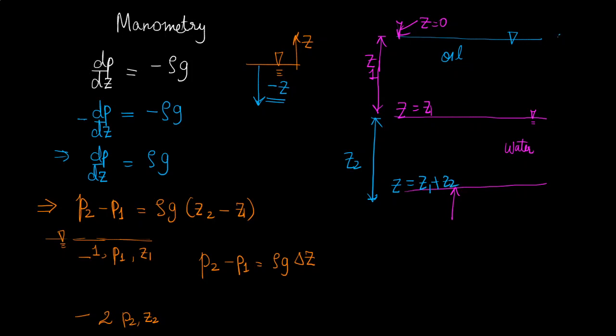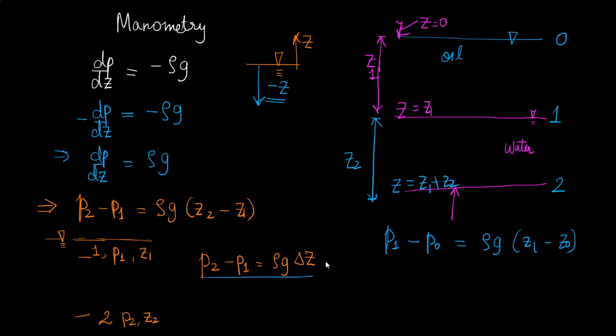So let me call this point 0, let me call this point 1, and let me call this point 2. Let me apply this particular equation between points 1 and 0. So I have P1 minus P0 equal to rho g (Z1 minus Z0). But Z0 has been already chosen to be the origin. But let us keep this equation as it is.